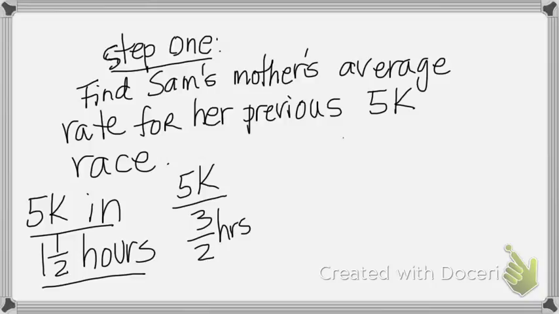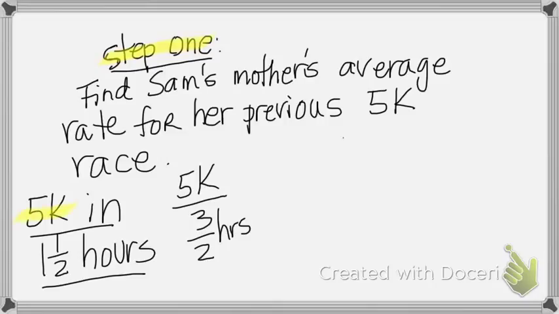Hopefully you figured out that step one was that you needed to find Sam's mother's average rate for her previous 5K race, because remember, we are assuming she's going to run at the same rate, so we can predict where she'll be at any given half hour during the race. For that, we just needed these two bits of information. We needed 5 kilometers. That was the race.